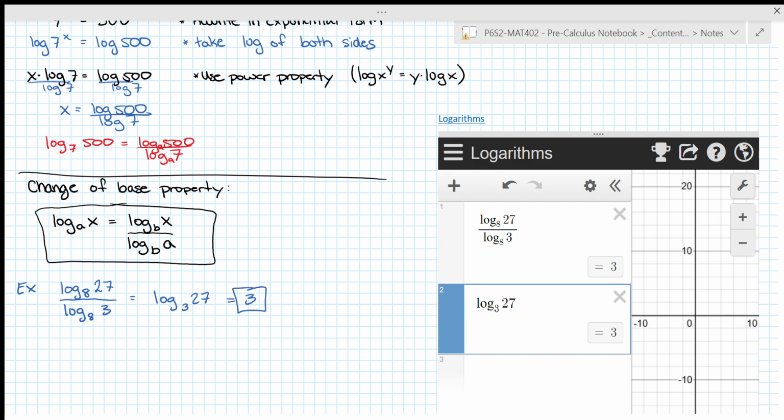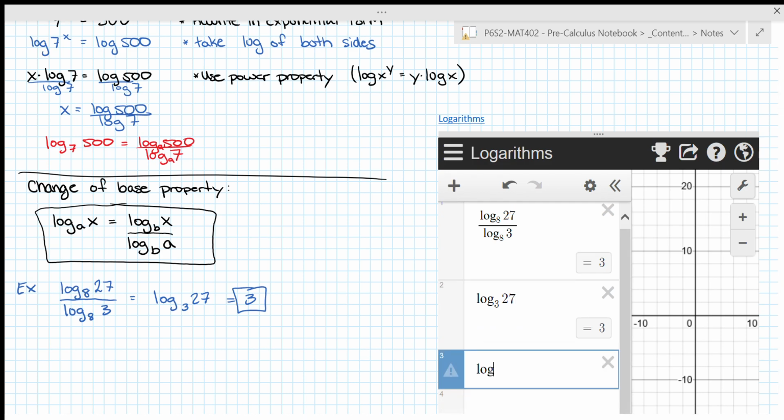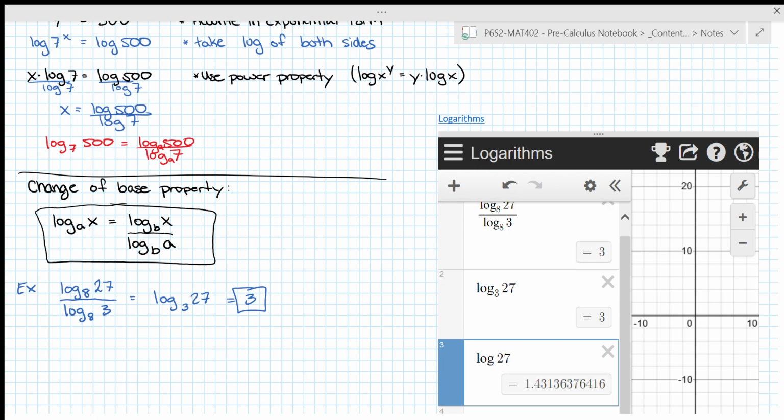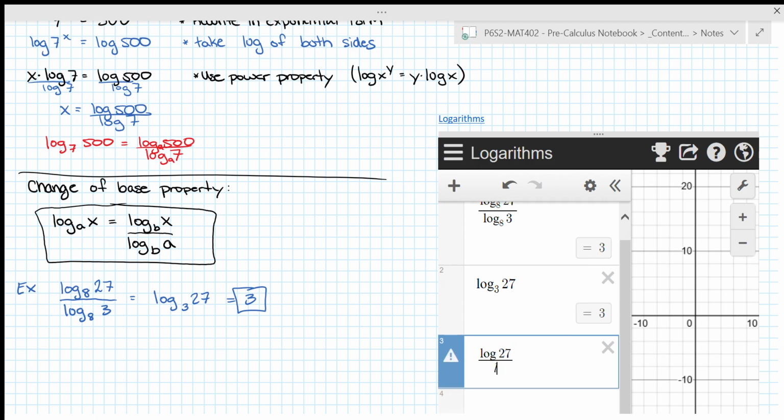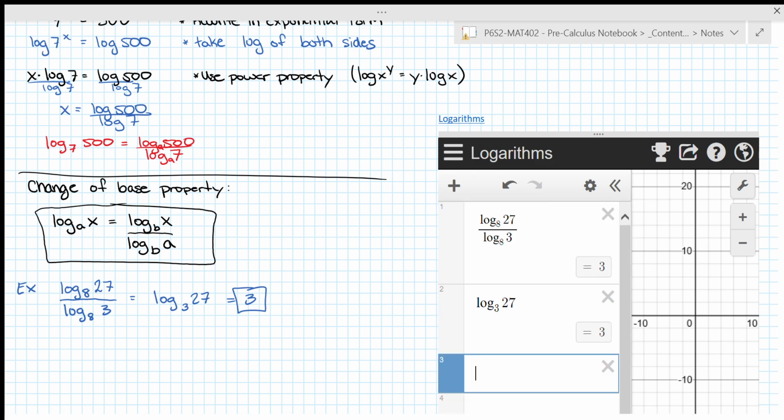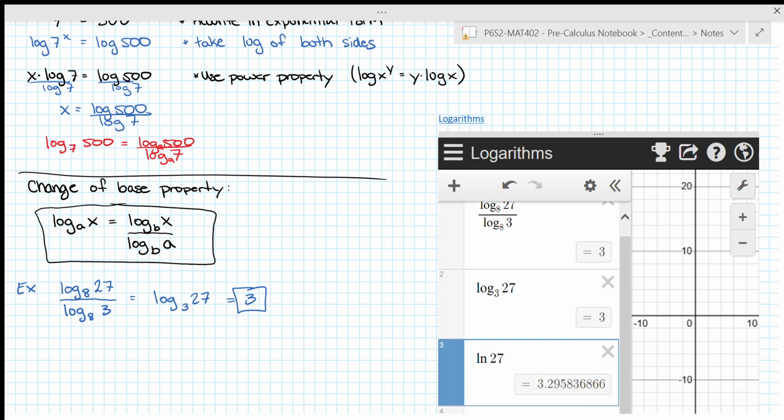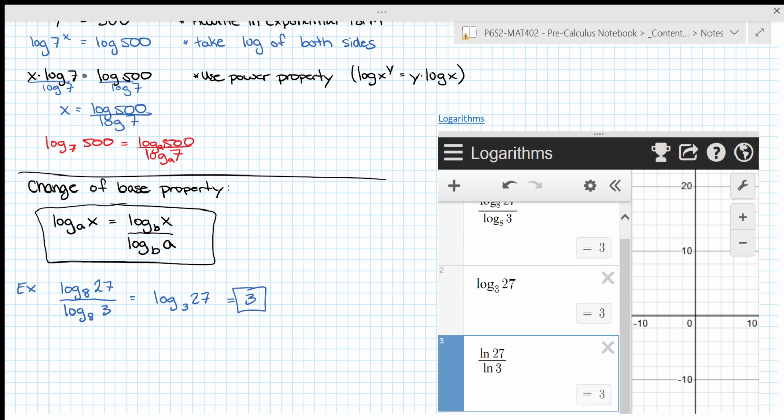So I could also do it, right? This is the same thing as just doing the log of 27 divided by the log of 3, which would also give me 3. The natural log of 27 divided by the natural log of 3 would also give me 3. They all mean the same thing because they're all coming back to this basic meaning. So there's change of base in a nutshell.